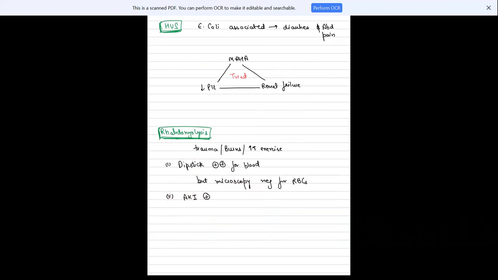Now comes HUS. It's a very deadly disease, hemolytic uremic syndrome. There is a triad in this. If a patient has any recent infection, most commonly E. coli diarrhea, there will be diarrhea and abdominal pain, and the patient will present to you in sepsis, toxic looking. Hb will be low due to hemolysis, microangiopathic hemolytic anemia. So hemolysis will be there, platelets will be down, and renal shutdown will be there. So this is the triad in HUS.